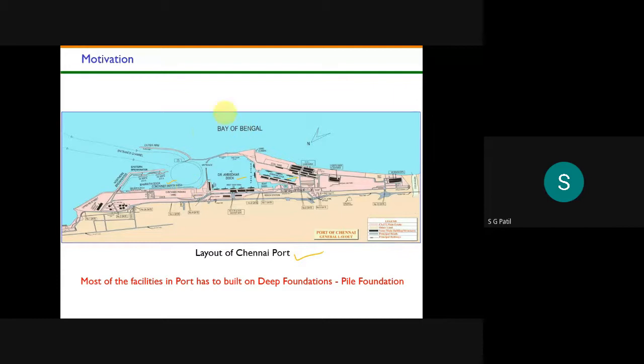So what will happen? This is the Bay of Bengal. From the Bay of Bengal, these ships will come, take a turn, and then be docked here. All these jetty structures or wharf structures have to sit on pile foundations. Usually 99% of the structures and facilities available here have to rest on pile foundations.